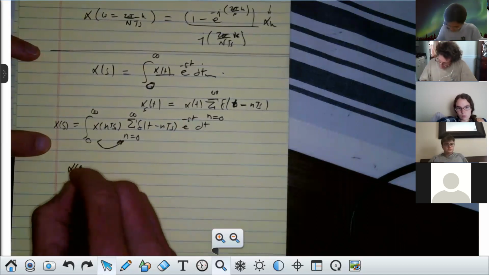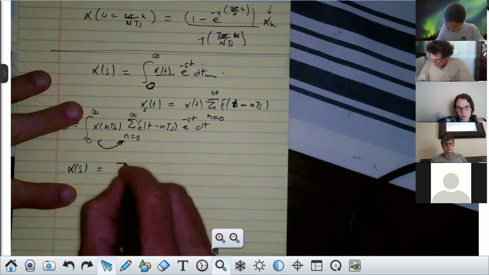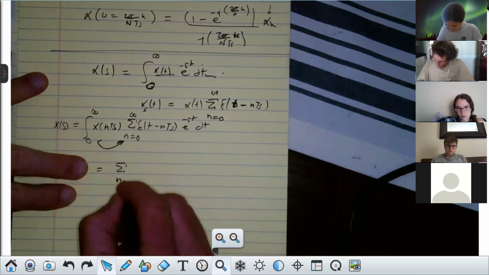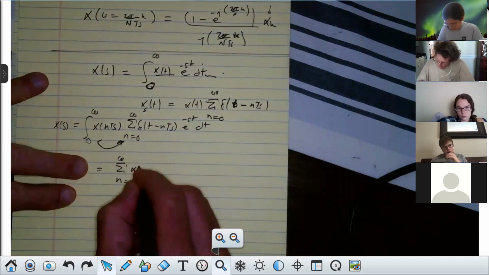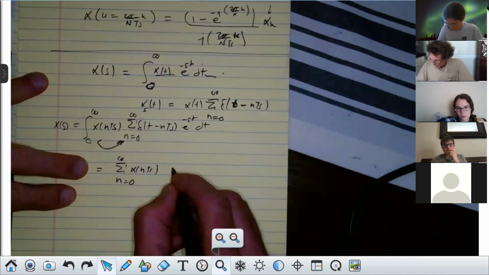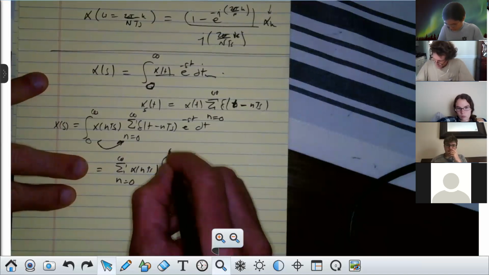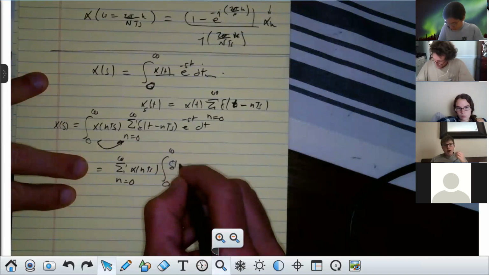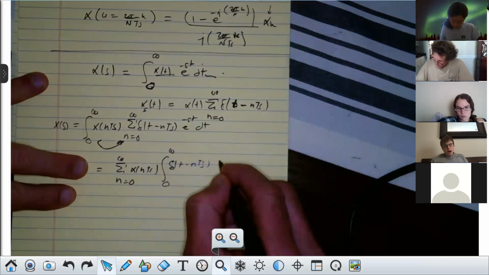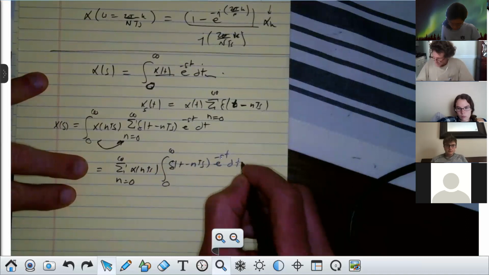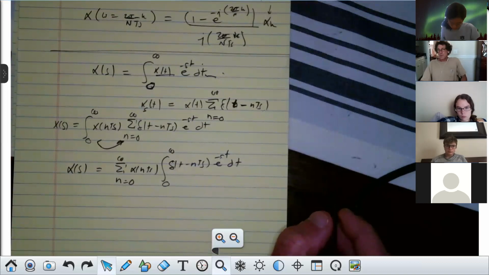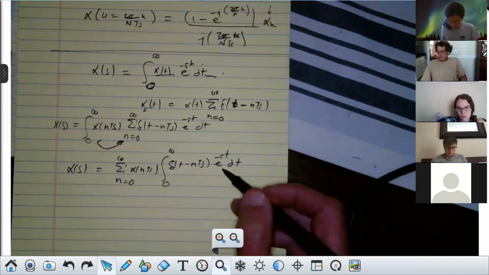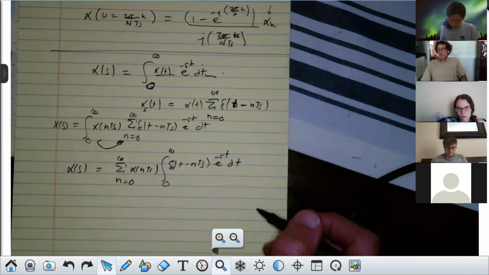I have x of s equal to a summation from n equals 0 to infinity of x of nTs times an integration from 0 to infinity of delta of t minus nTs times e to the minus st dt. This is almost identical to how we got the DTFT, except we didn't have e to the minus st, we had e to the minus j omega t. You with me, everyone?